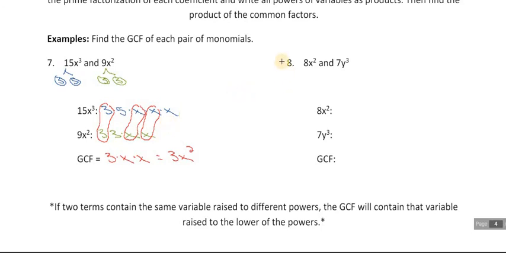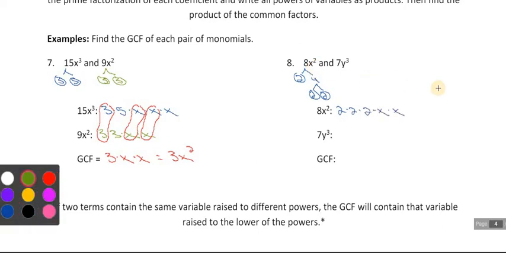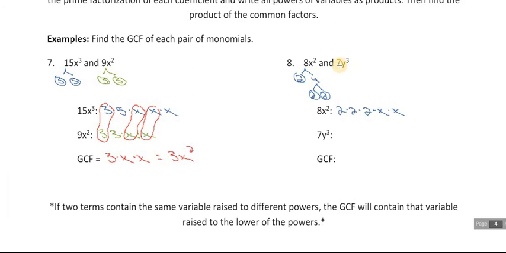And number 8, prime factorization of 8: 2 times 4, 2 is prime, 4 is 2 times 2. So 8x squared, fully expanded, is 2 times 2 times 2 times x times x. 7 is prime, so there's no factor trees, it's just 7 times y times y times y.